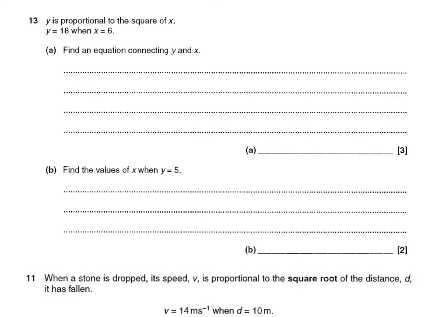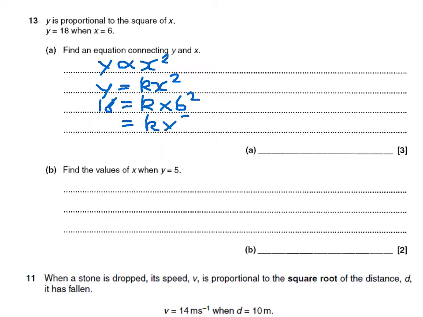Okay, so this is what an exam question looks like on direct proportion, and I'm just going to quickly speed through this. So the first one, y is proportional to the square of x, therefore y equals kx squared. I'm going to substitute in the numbers, so 18 equals k times 6 squared, so that's k times 36 equals 18. So to get k on its own, I'm going to be doing 18 divided by 36.